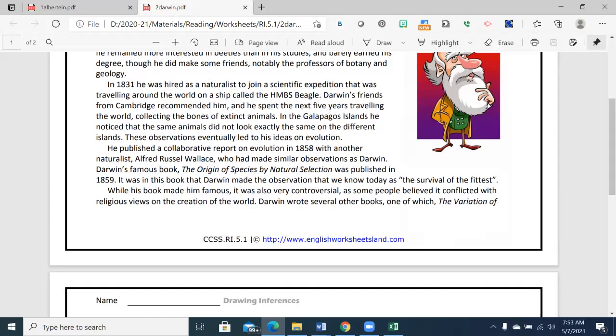It was in this book that Darwin made the observation that we know as survival of the fittest. While his book made him famous, it was also very controversial, as some people believed it conflicted with religious views on the creation of the world.